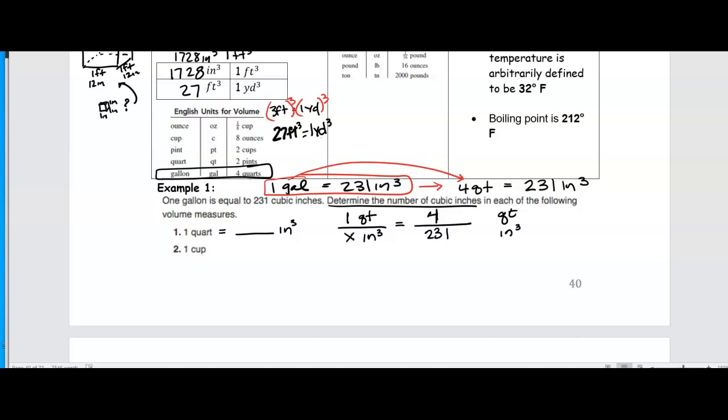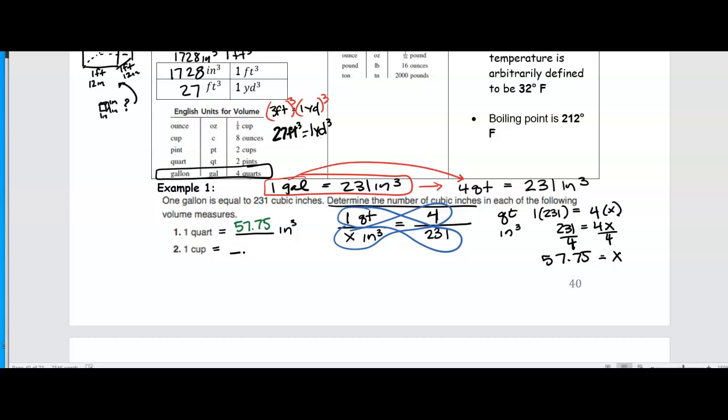I solve this by using cross multiplication. So I'm going to multiply the numbers across from each other. So 1 times 231 equals, and then I'm going to multiply 4 times x. So 231 equals 4x, and then I'm going to solve that by dividing both sides by 4. And 231 divided by 4 gives you 57.75. So our answer is 57.75.